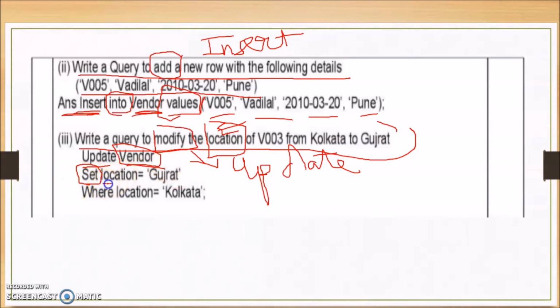Now location is Gujarat, meaning this is the new location. Earlier the location was Kolkata. Now I want to change it to Gujarat. So if you are writing a location initially with set, that would be the new location. Where location equals Kolkata: after where you mention the location which was previously there, which we have to change, and after that a semicolon.